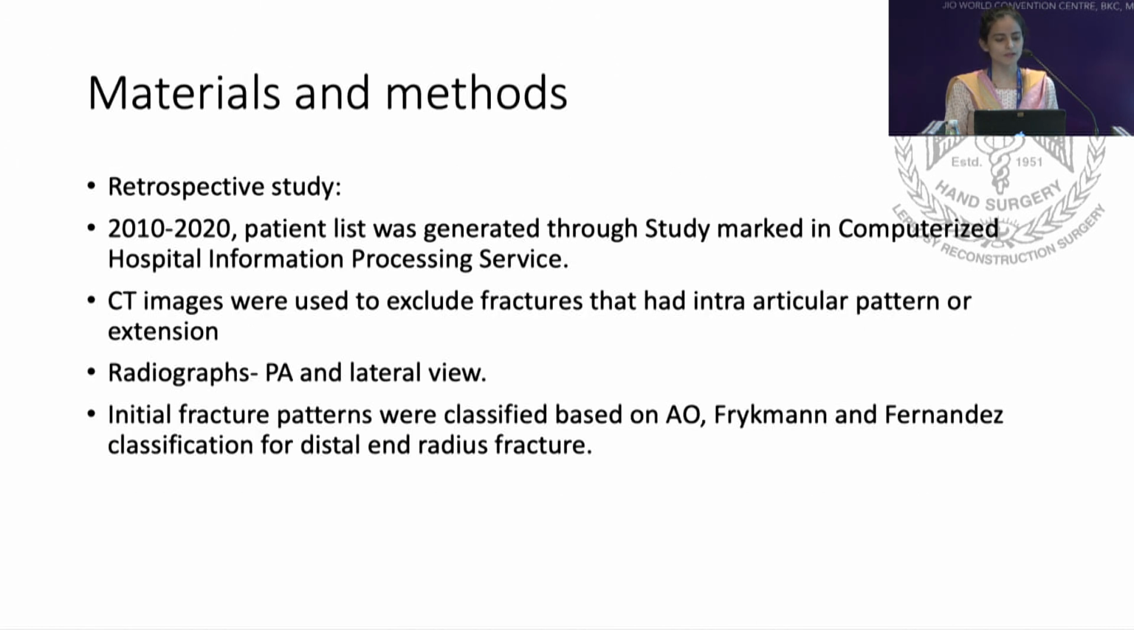So materials and methods, this was a retrospective study which was conducted from 2010 to 20. A patient list was generated in the computerized hospital information processing service. CT images were used to exclude the fractures that have intra-articular patterns or extension. So radiographs, that was a PA and a lateral view, were included. The initial fracture patterns were classified according to AO, Frykman, and Fernandez type 1 fracture classification for the distal radius fractures.